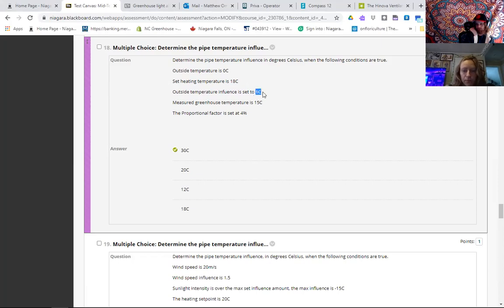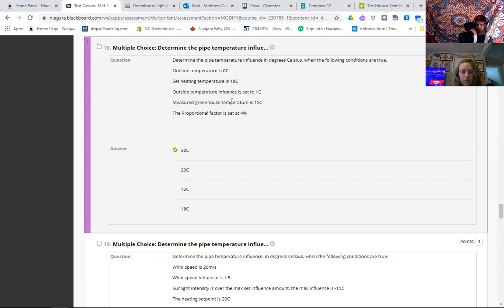So this is our multiplier, okay? If there's an 18-degree difference between inside our set point and outside temperature, we're going to add 18 degrees Celsius to the pipe temperature, right? If this were set to 2, then it would be 18 times 2, so it'd be 36 degrees Celsius. We're going to add that to the overall pipe temperature. Okay, so that's the first half.